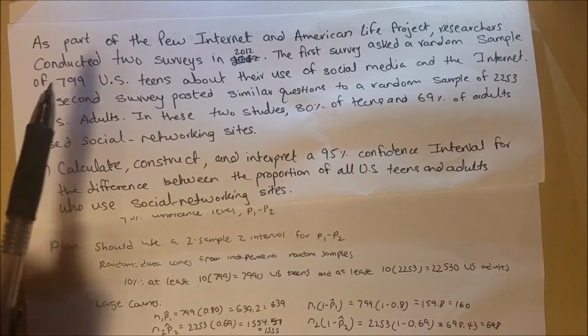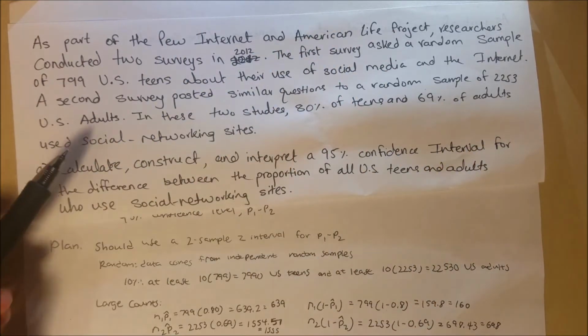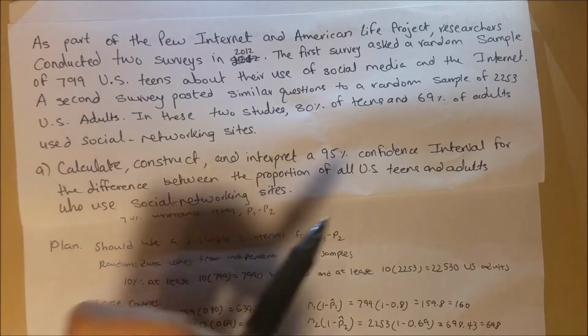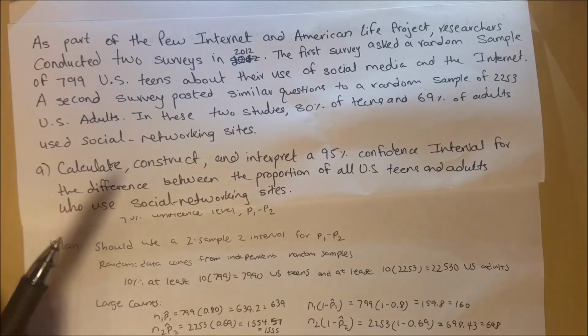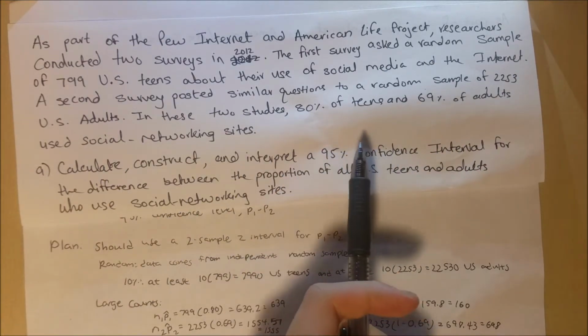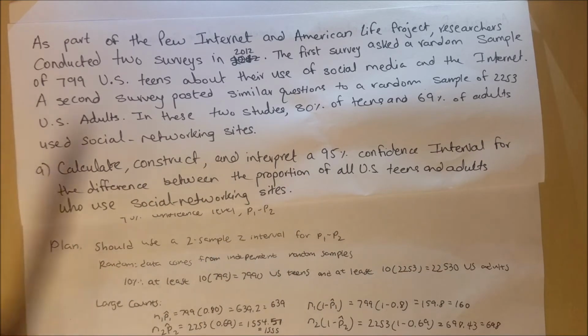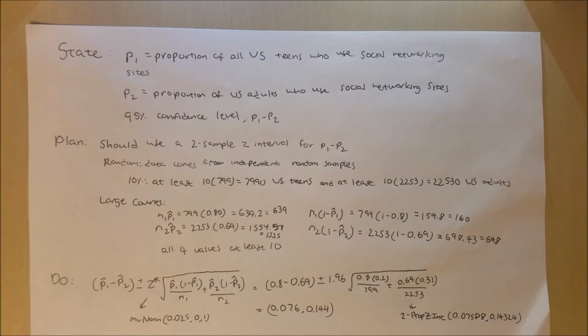For our example problem, we chose a question on page 617 in the textbook, and it says that the researchers conducted 2 surveys in 2012. So the first survey is the first sample, in which there are 799 US teens, and in the second sample, there are 2,253 US adults. And it says in these 2 samples, 80% of teens and 69% of adults use social networking sites. So the question wants us to construct and interpret a 95% confidence interval for a difference between the 2 proportions. So obviously we have to solve the problem using the 4-step procedure, which is state, plan, do, conclude.